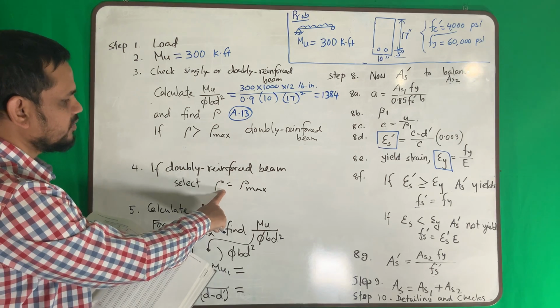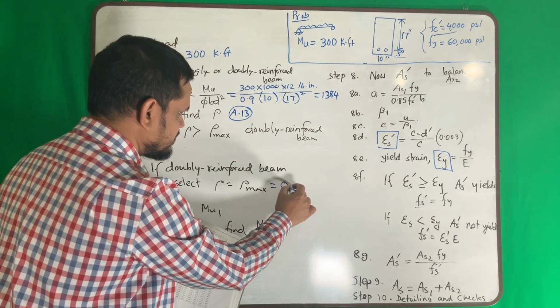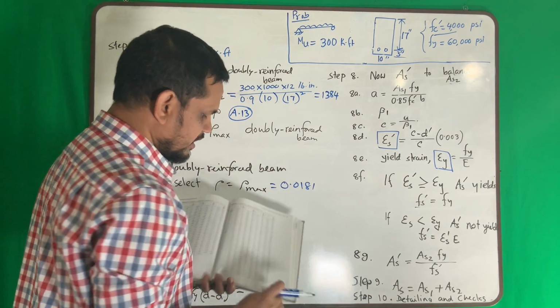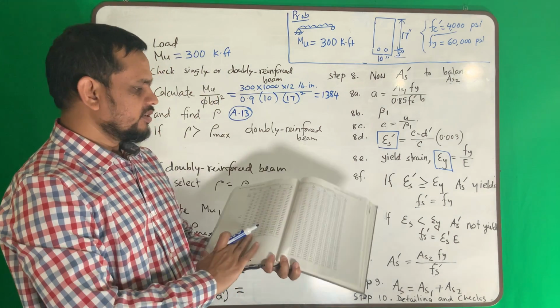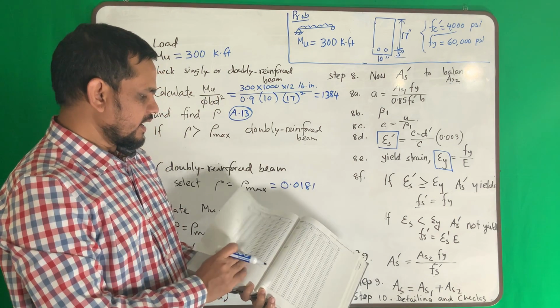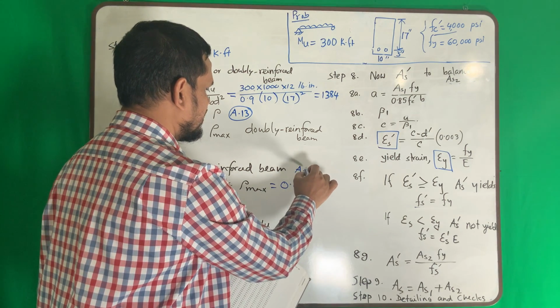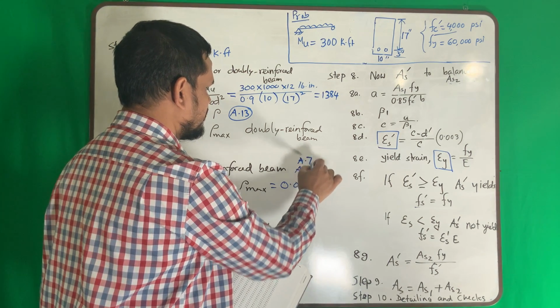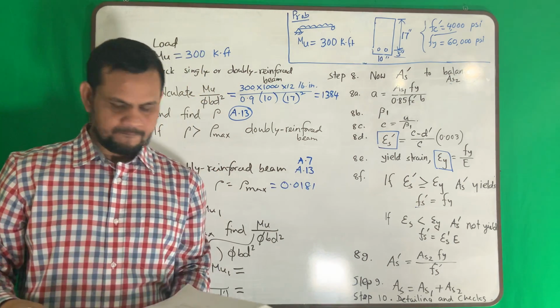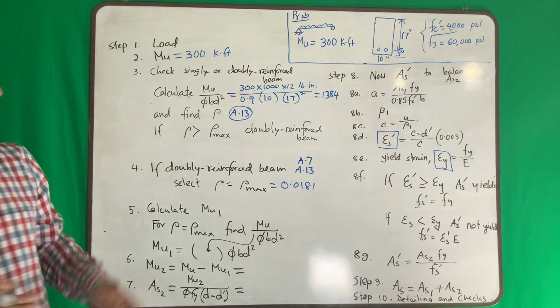Then what is step number 4? Select rho max. And that value is 0.0181. You can select from this table, or you can go to table A7. You can go to table A7 or A13. Both will give you this value. Okay, so this is done.